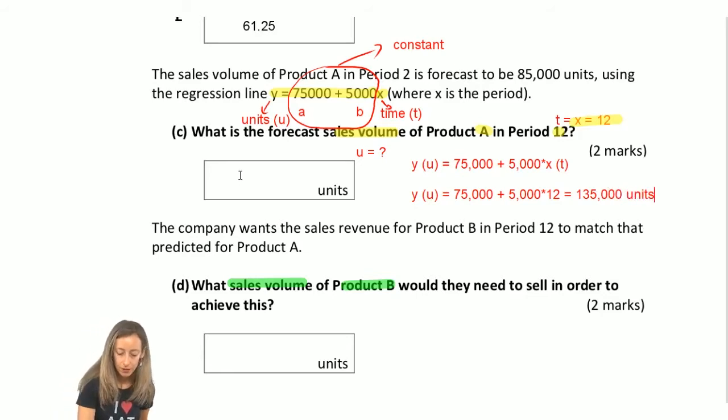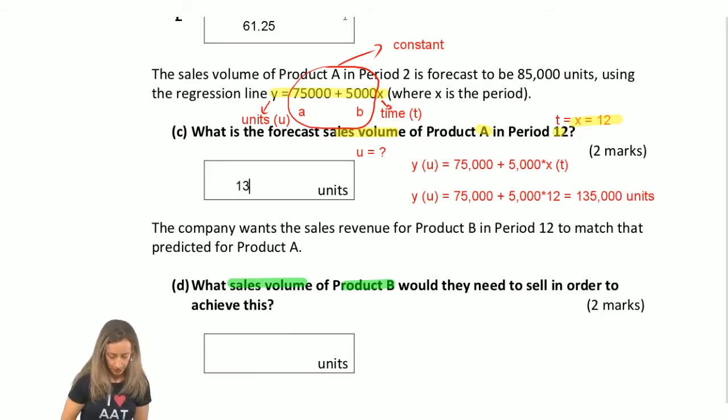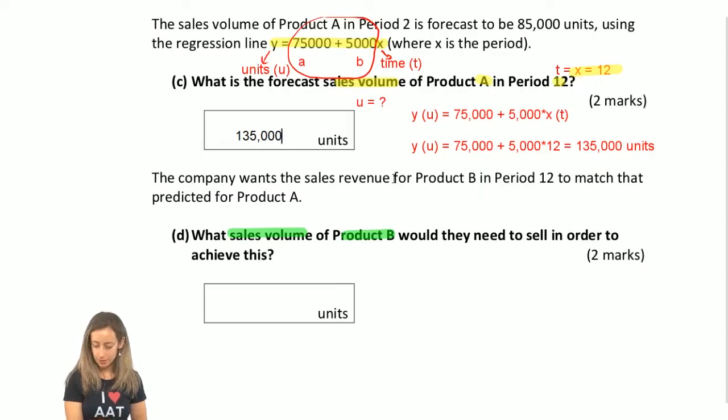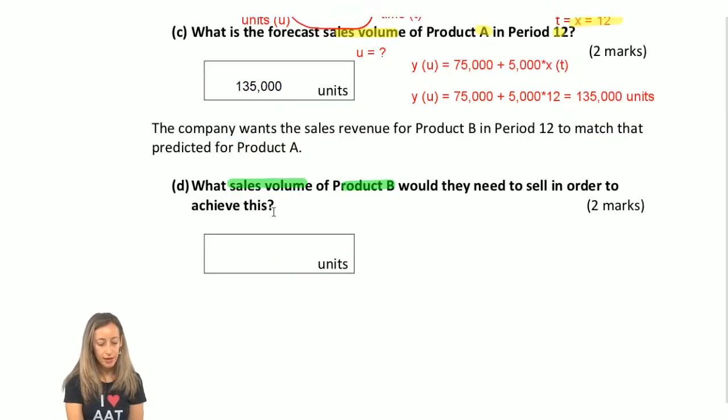So there you go. We can now fill it in our box. And notice, this should have been an easy one. Always replace X with your time period, and that's it. You're sorted. Now we are told in the last part that the company wants the sales revenue for product B in period 12 to match the predicted revenue for product A.